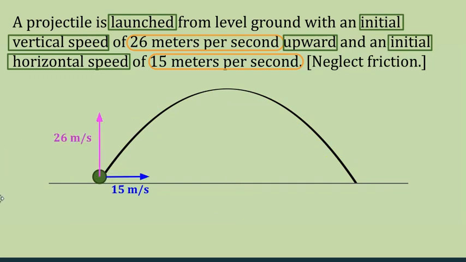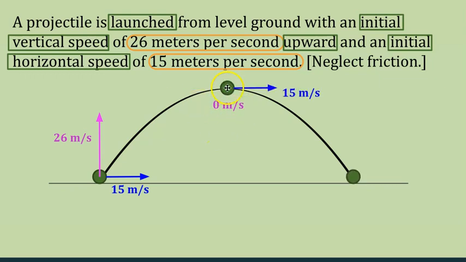I started by labeling my vertical and horizontal velocities at my starting point. So the initial vertical speed is 26 meters per second upward, so I drew that with an arrow. At this point, the projectile is traveling at 26 meters per second up. But it's also, at the same time, traveling 15 meters per second to the right, or horizontally.